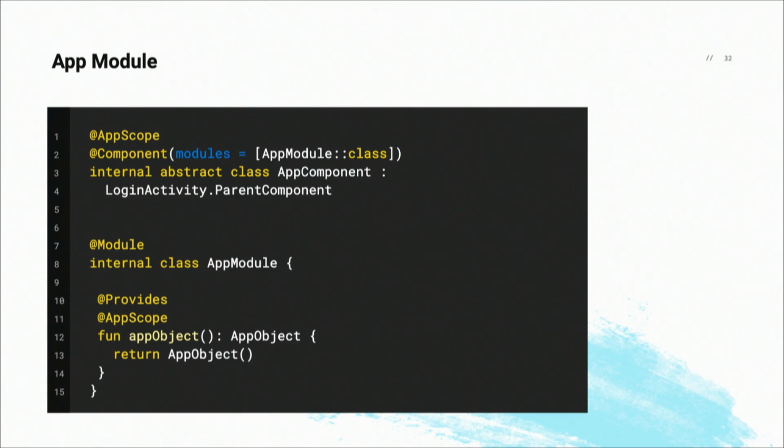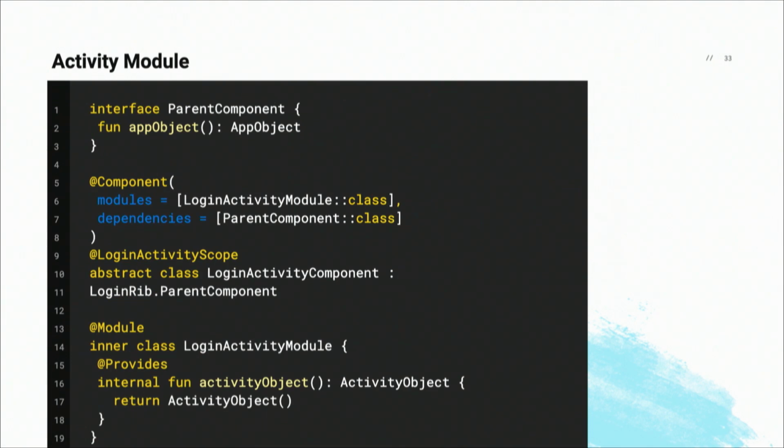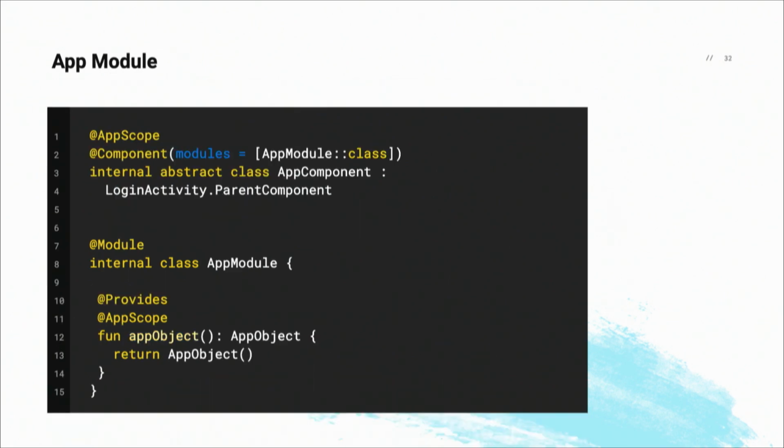So at the app module, looking at Dagger, we've got our app scope and our app module, and we provide things that live at the app scope. And the app scope is a singleton scope that we define for the root module. Below that, we've got the activity module, which looks really, really similar, except we have this parent component dependency. And this is an interface that is implemented by our app scope component.